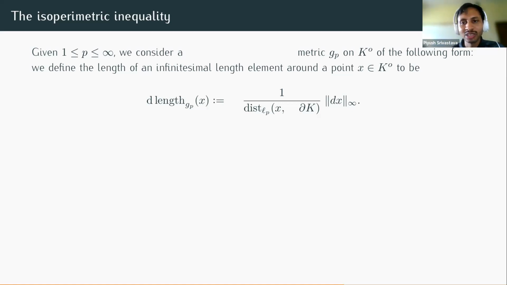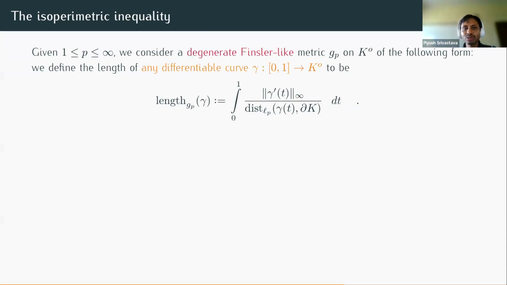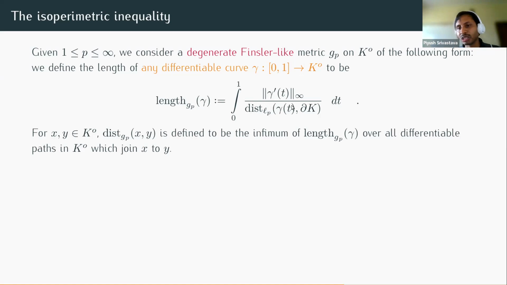This is of course written in slightly non-rigorous notation. More formally, what you want is that the length of any curve inside the body should be given by this. This is the same thing just written correctly, and then the metric is just to take all differentiable curves and take the infimum. So that's the metric. This is the metric we use.